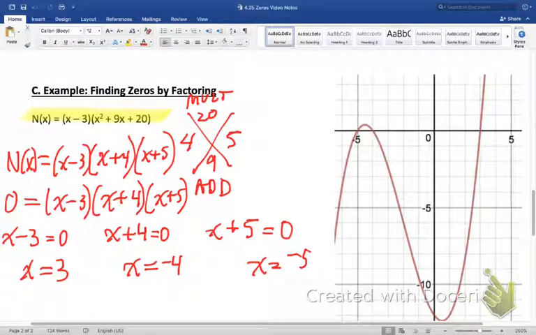Now if you take a look, I put the graph of this function next to the problem, and you can see at negative 5, negative 4, and 3 are where the graph crosses the x-axis, right? So the solutions to the equation give you the zeros on the graph.